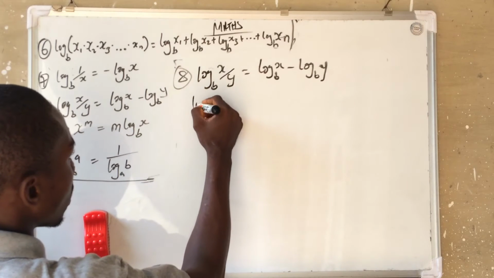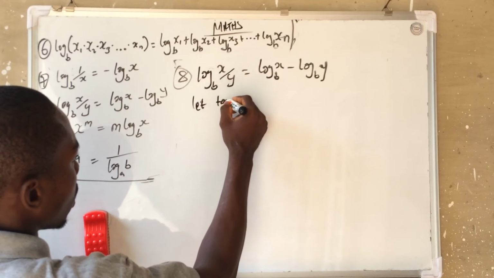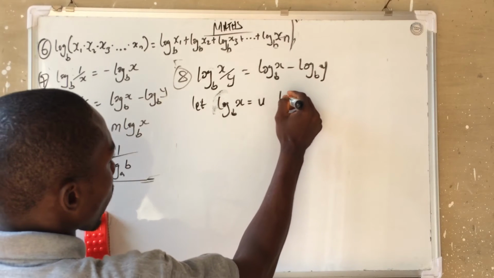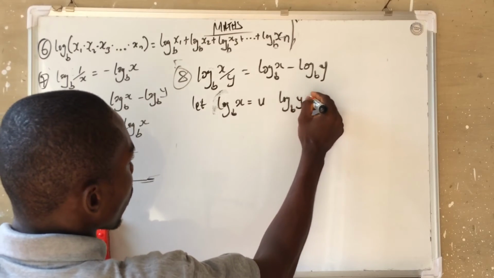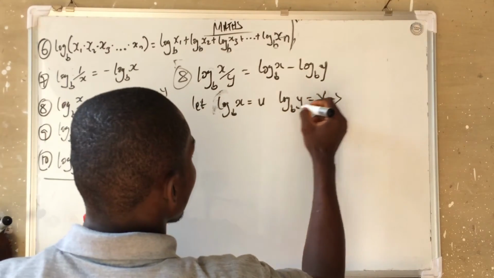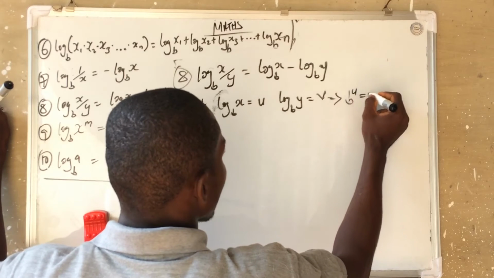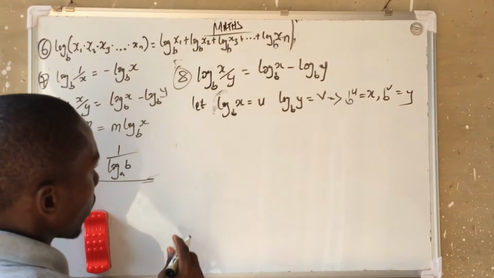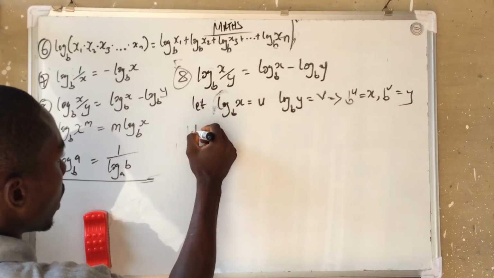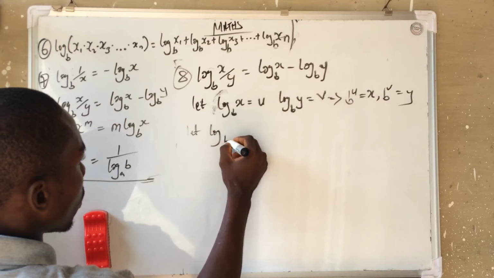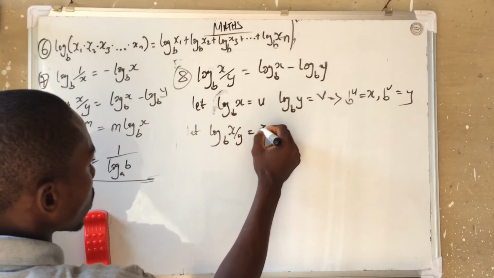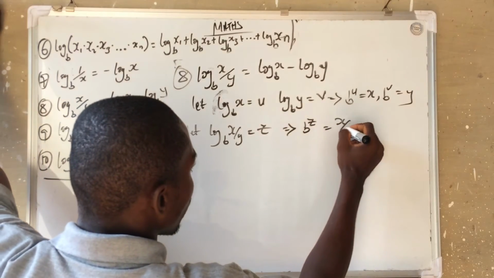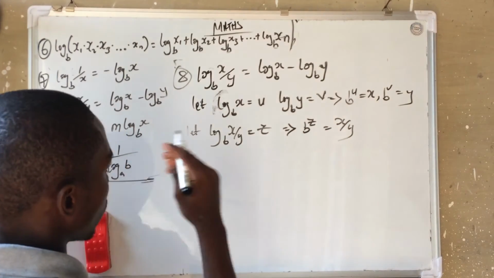So now I can say let log base b of x equal u, log base b of y equal v. Now this will give me that b raised to the power u is equal to x, and b raised to the power v is equal to y. And let log base b of x over y equal z, so that this will give me that b raised to the power z is equal to x over y.